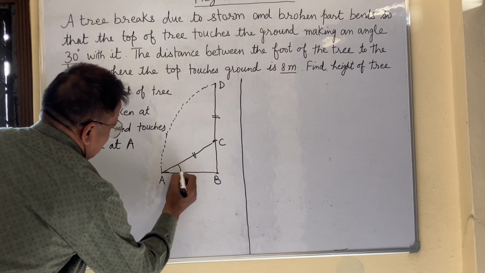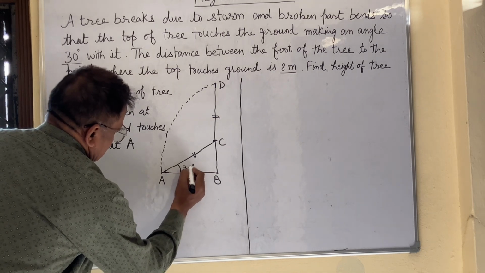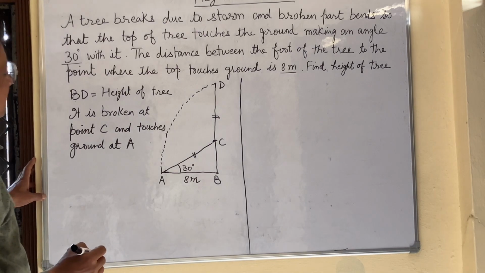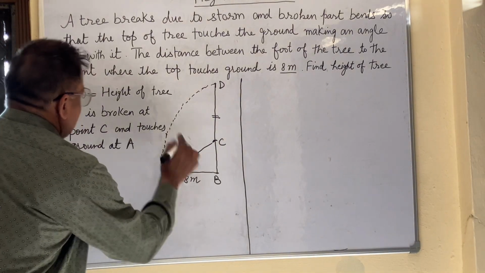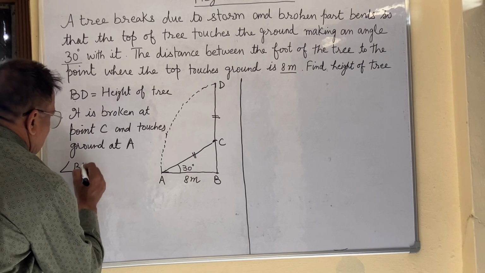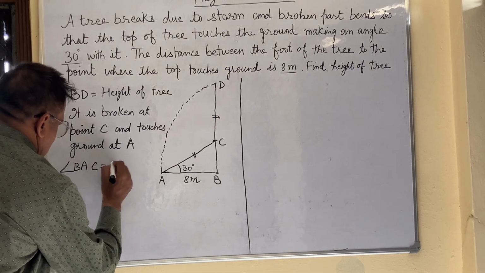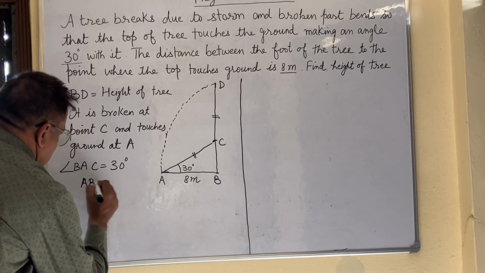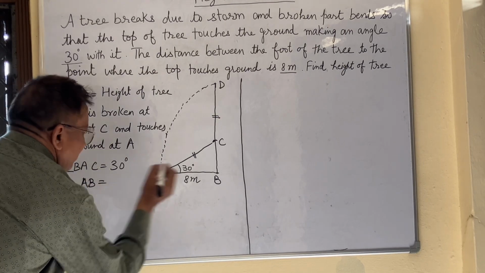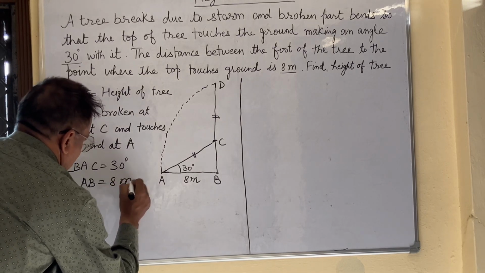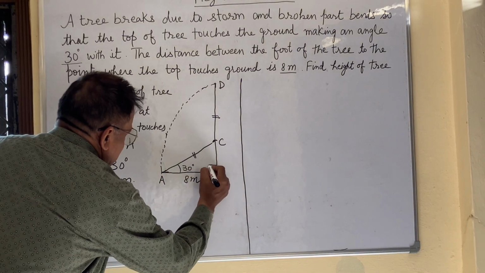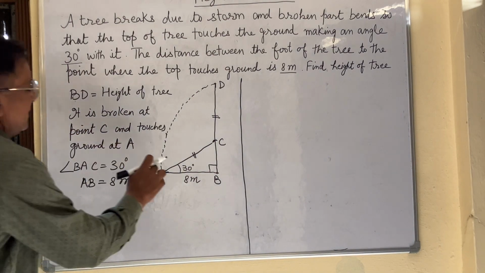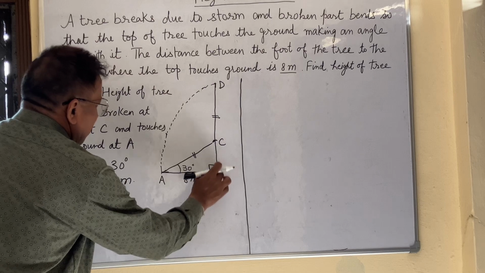This angle is given 30 degrees and this distance is 8 meters. Angle BAC is 30 degrees. AB equal to 8 meters and this angle is 90 degrees. Now we are concerned with this triangle ABC.